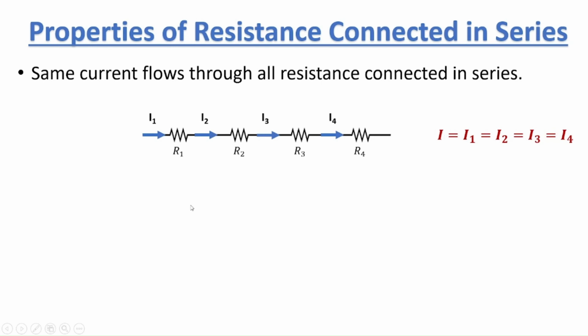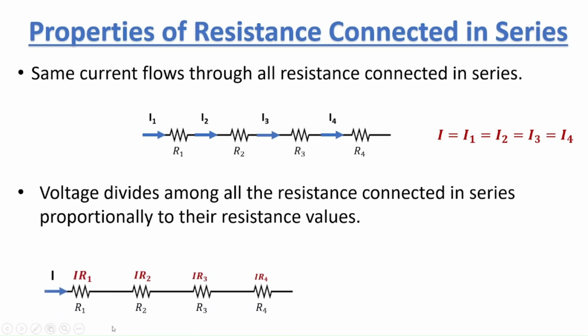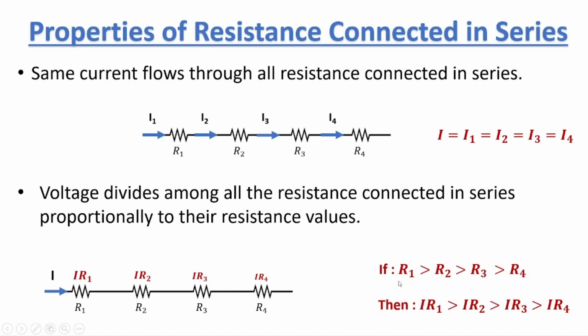The second property says that the voltage gets divided among all the resistances connected in series proportional to their resistance values. What it says is that if I have a circuit like this and a current I is flowing in it, and R1 is the highest resistance and R4 is the lowest resistance in this series, I can clearly say that the voltage drop on R1 will be the highest one, and on R4 it will be the lowest. So the order will be like this: IR1 is the highest and IR4 is the lowest. These are the two properties related to series connection of resistance.